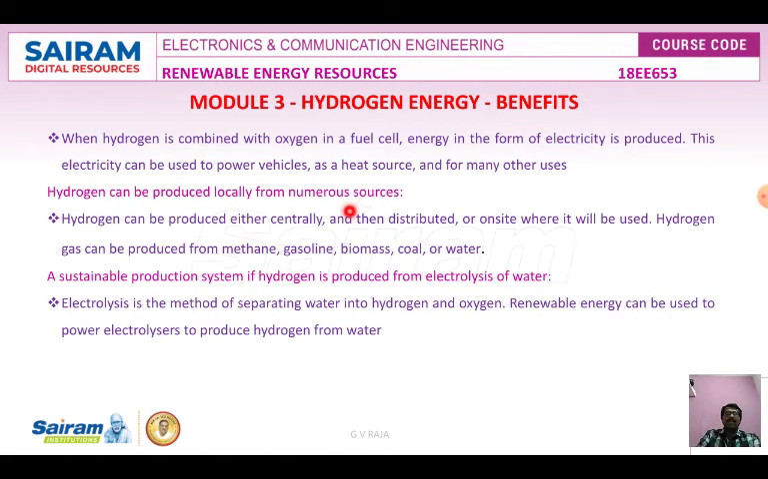That means when the hydrogen is combined with oxygen in a fuel cell, energy in the form of electricity is produced. This electricity can be used to power the vehicles. Nowadays, e-vehicle is very famous. So in e-vehicles also, we can use this hydrogen energy as a supporting energy, as a heat source.